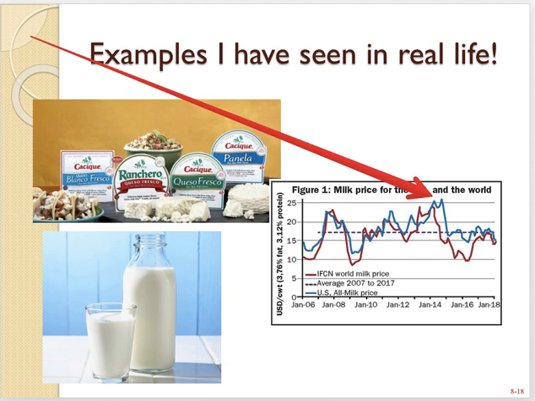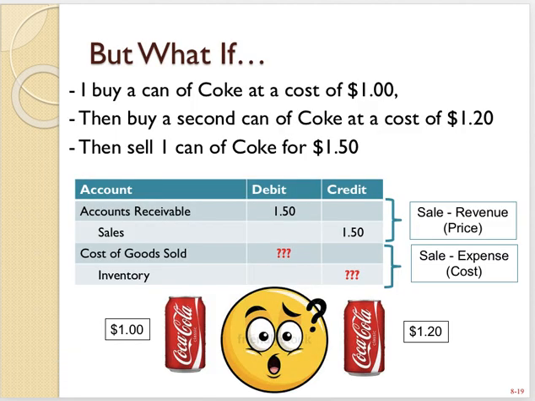So now you've seen some examples of how this can be problematic for companies. Now we have to figure out a solution for this problem, right? Because we have to record something here. We have to come up with a dollar amount here for this side of our sales journal entry. So how do we do that?